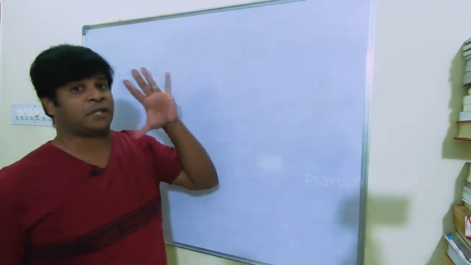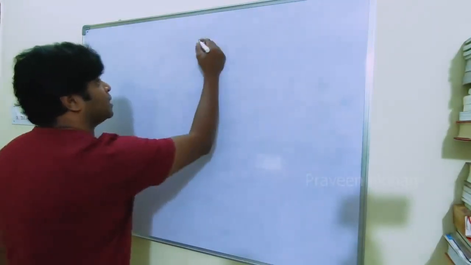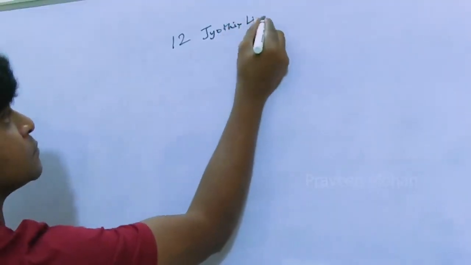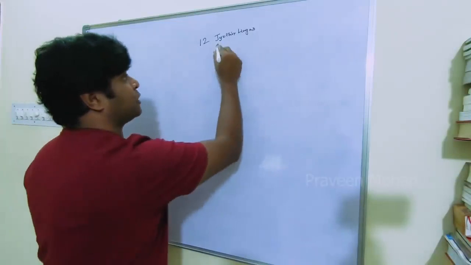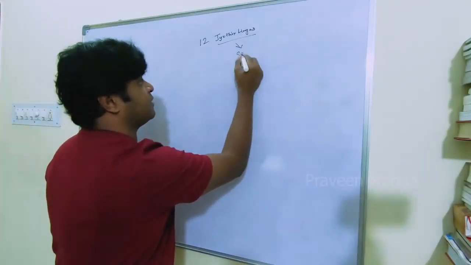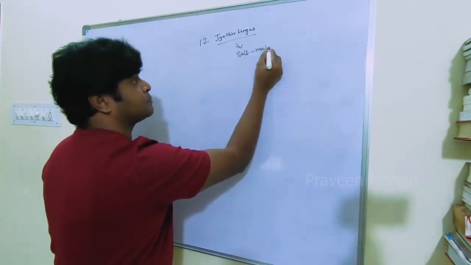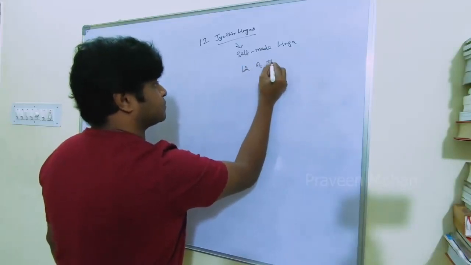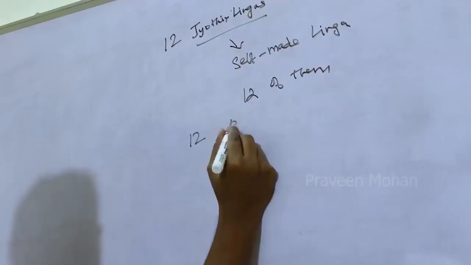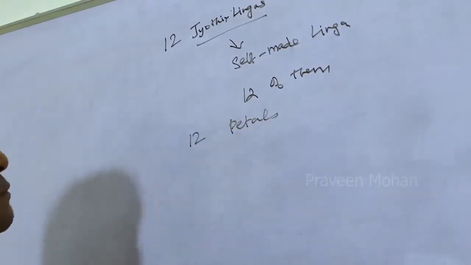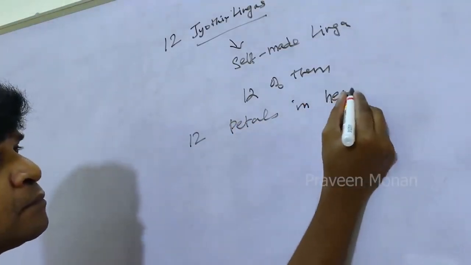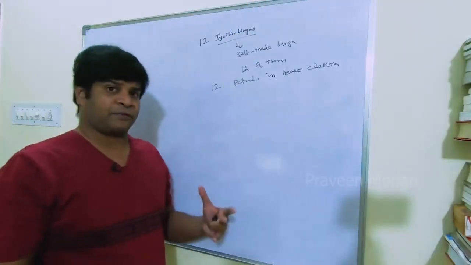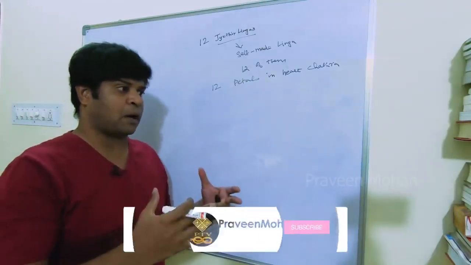Okay, so the number 12 in Hinduism, right? 12 Jyotirlingas. A special type of linga. Jyotirlinga is a special type of self-made linga. It's very rare. We have 12 of them. 12 petals in the heart chakra. Now remember, all these things not only belong to Hinduism.